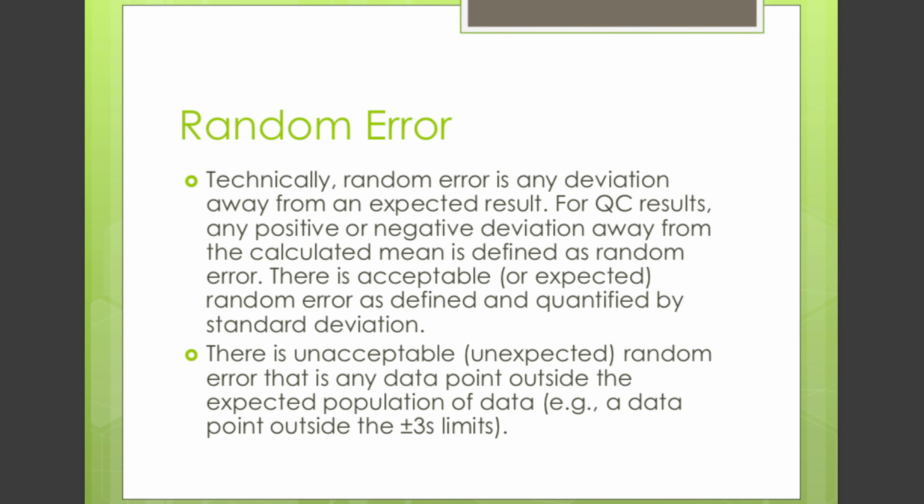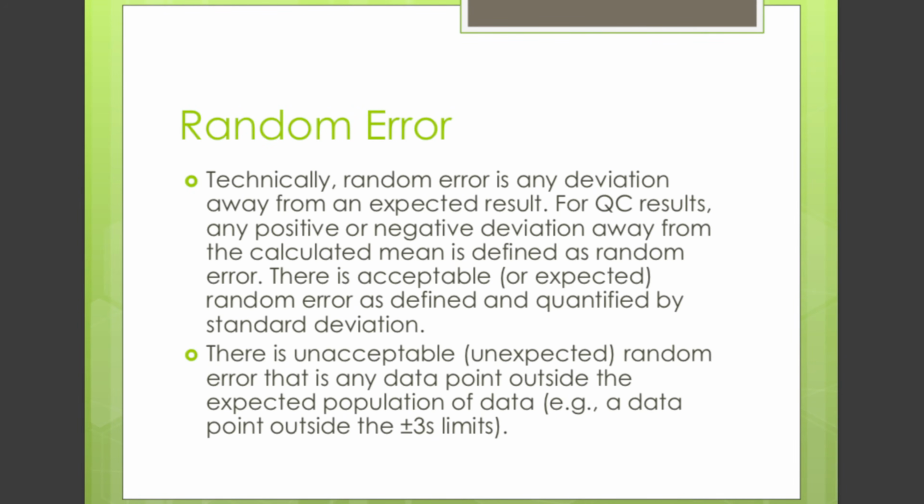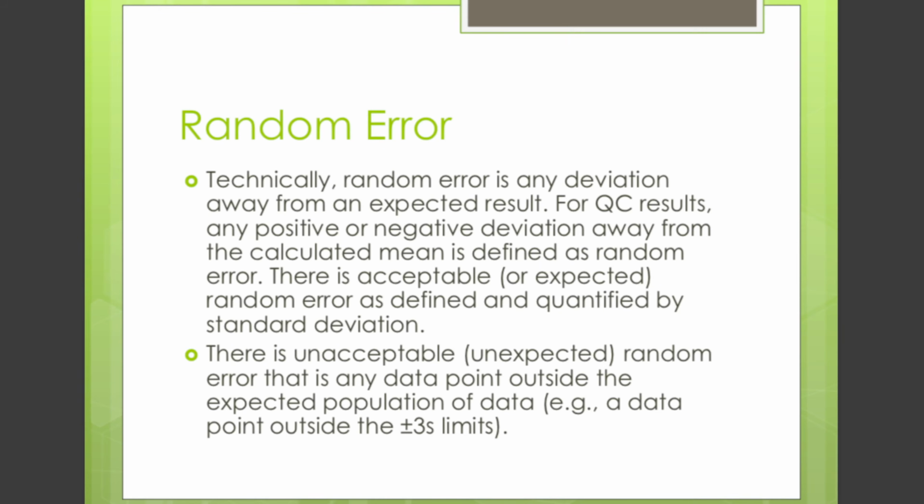Another error that we encounter in the lab is random error. Technically, random error is any deviation away from an expected result. For quality control results, any positive or negative deviation away from the calculated mean is defined as random error. There is acceptable or expected random error as defined and quantified by standard deviation. That's why we put in one standard deviation or two standard deviations as limits, to accommodate the error or inaccuracies inherent within the system.